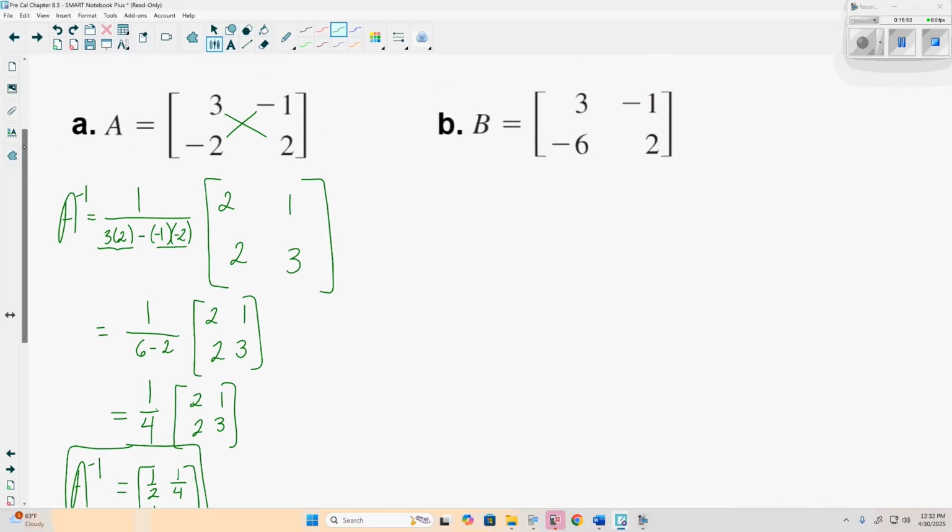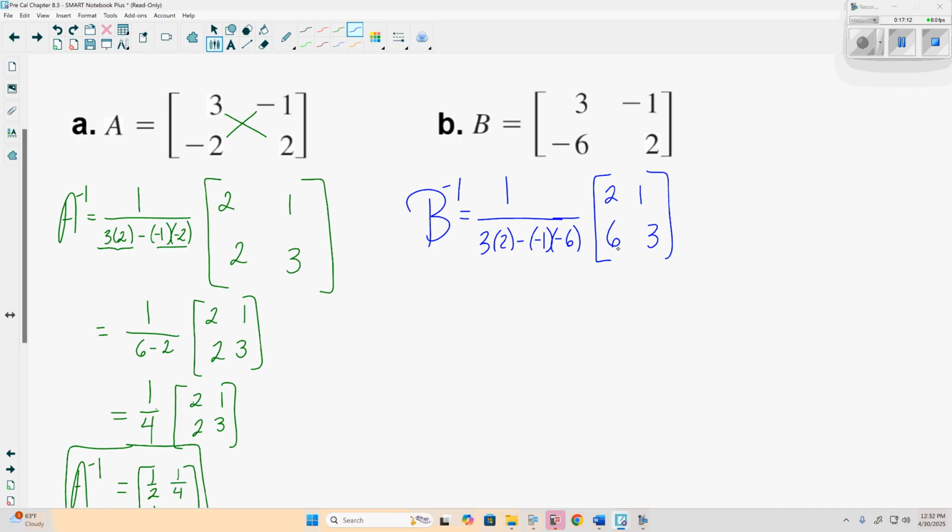We look at B. B inverse would be 1 over 3 times 2 minus -1 times -6. Inside the matrix, we'd flip A and D, so we'd flip the 2 and 3, and then change the signs on the 1 and 6.